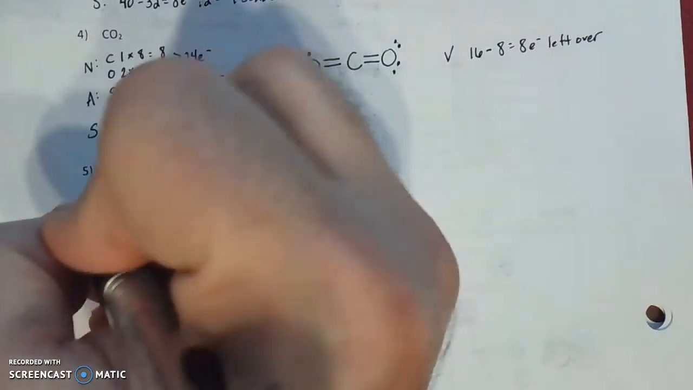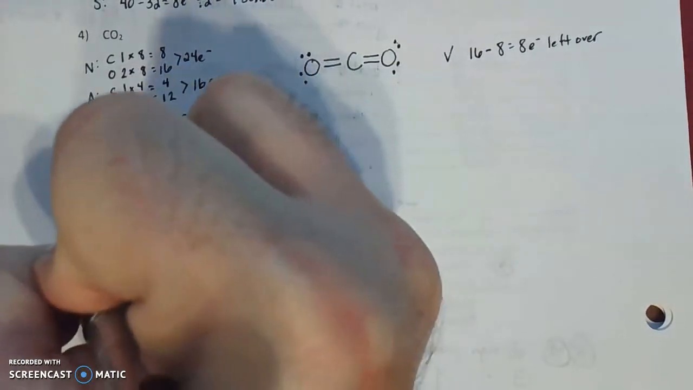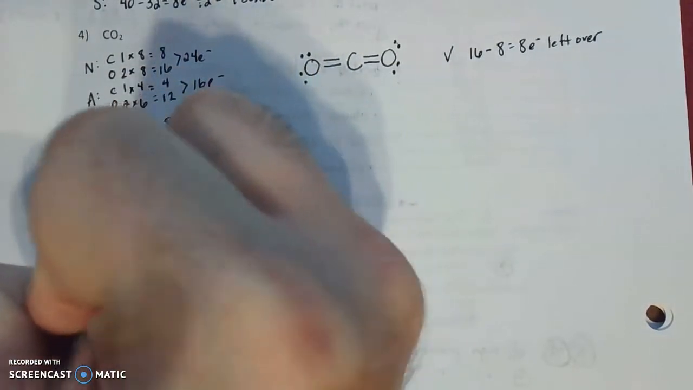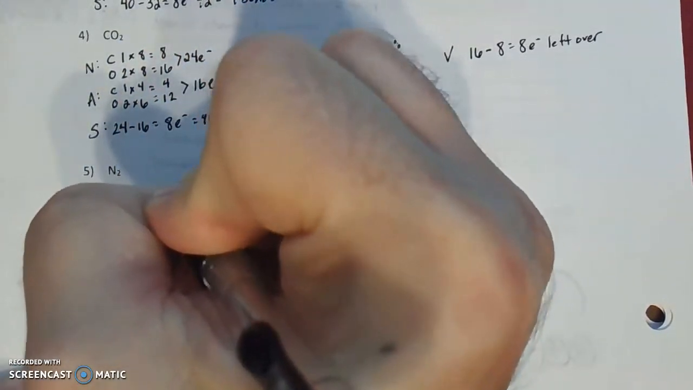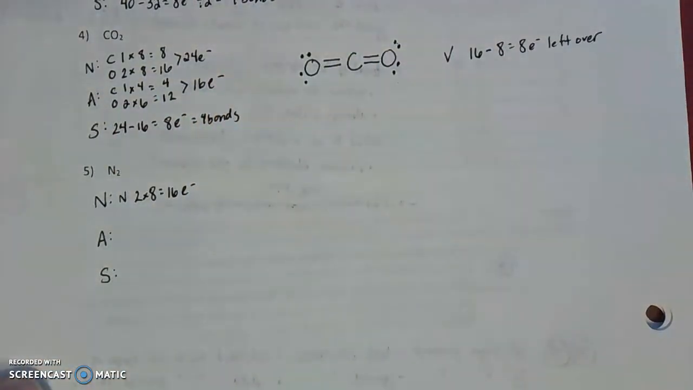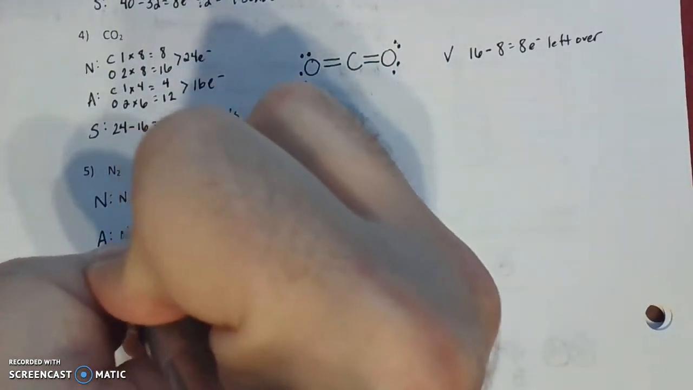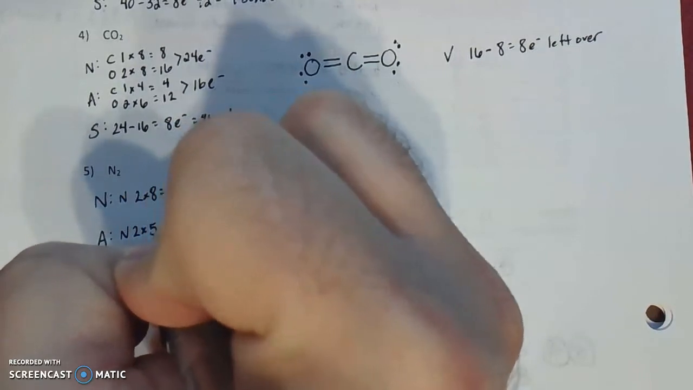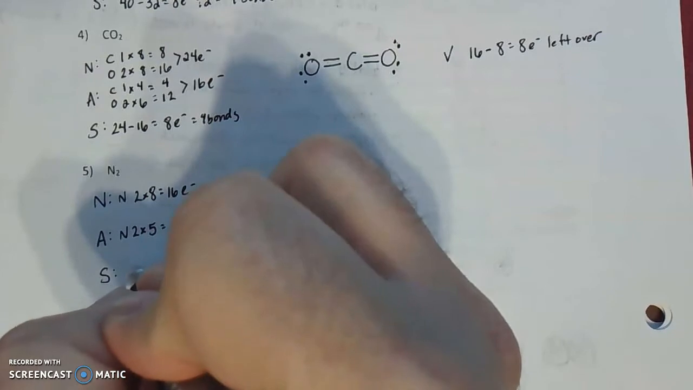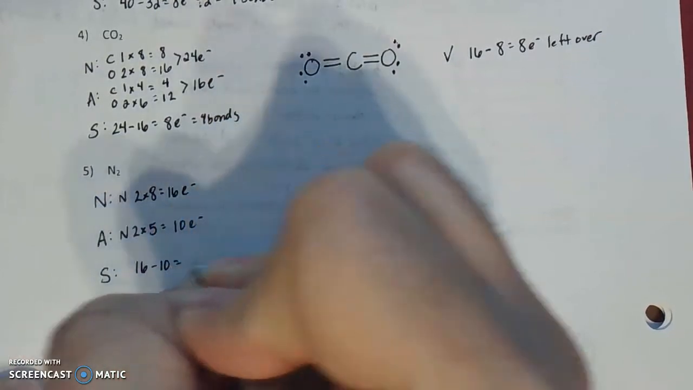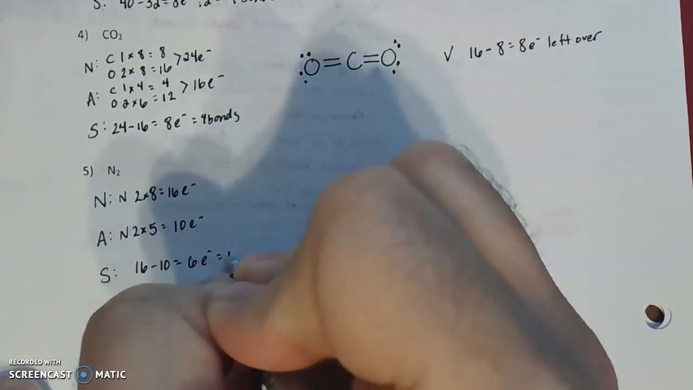Let's look at nitrogen. This one's a little bit easier with N_a and S because we just have nitrogen and we have 2 of them. Nitrogen needs 8 electrons, so that's 16 total. Nitrogen has 5 electrons, so that's 10 total. So 16 minus 10 gives us 6 electrons or 3 bonds.